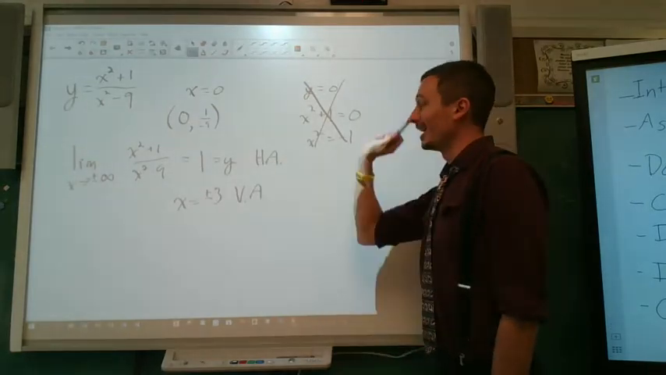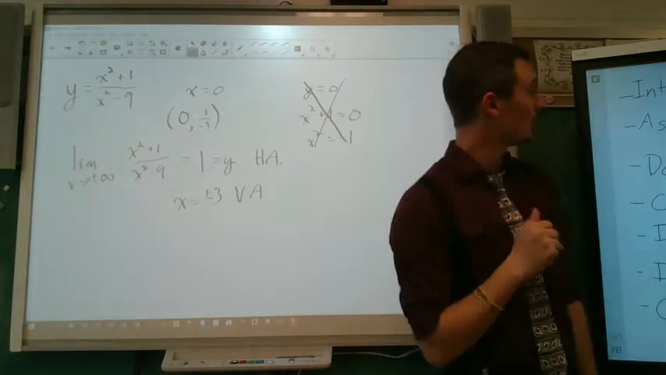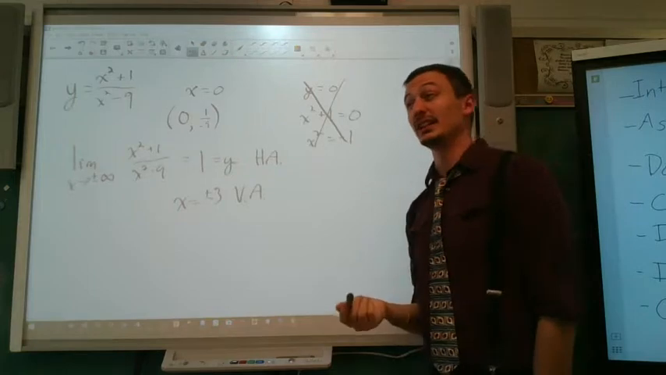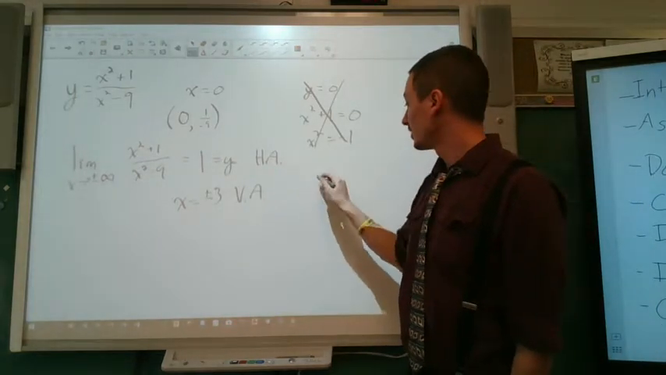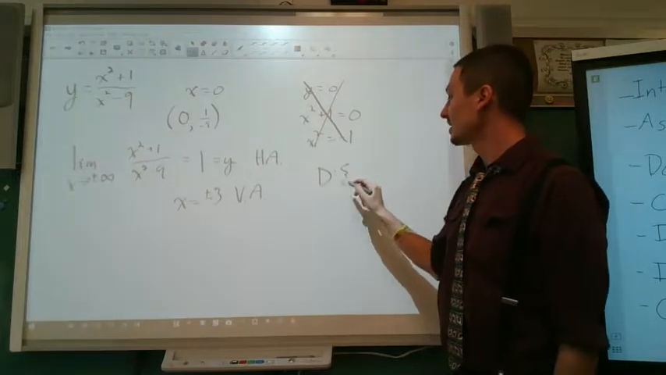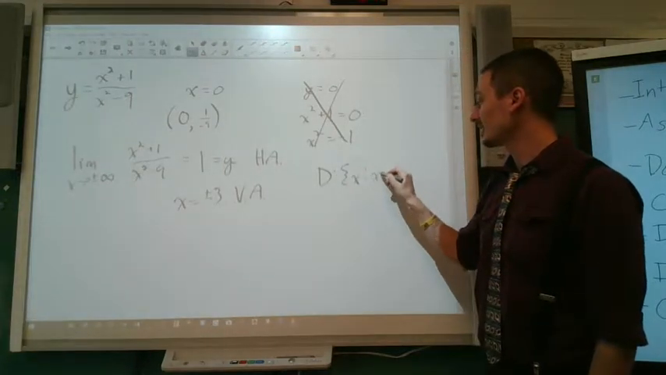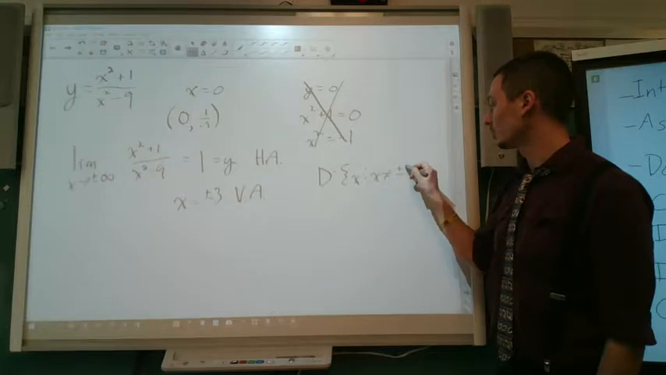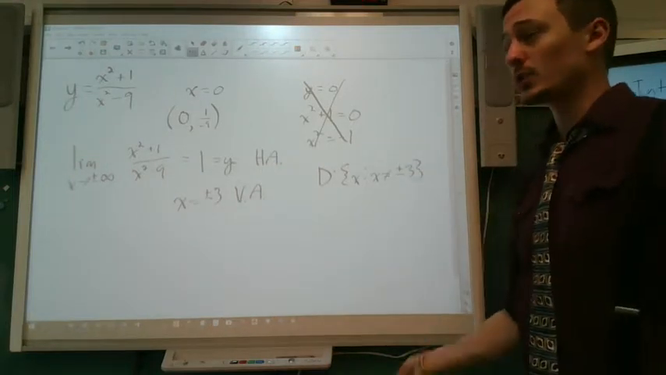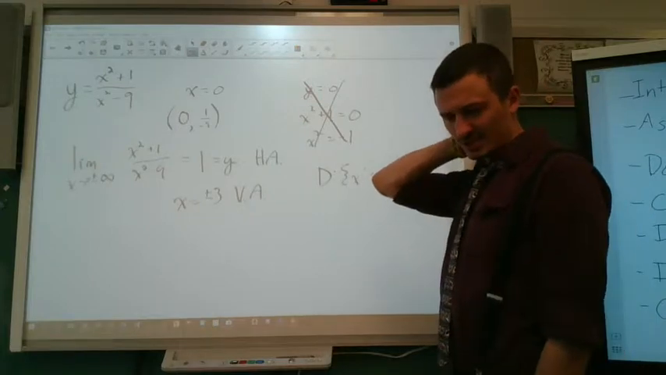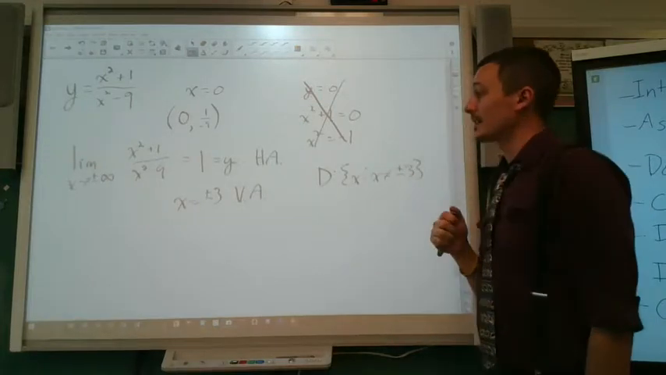Cool. Intercepts, asymptotes, domain and range. The domain is really anywhere that's not an asymptote. So we could just put the domain off on the side and say it's the set of all x such that x does not equal positive or negative 3. There's your domain. Our range we're going to figure out after we graph it. It's easier to see at that point. So we're going to skip that for now.